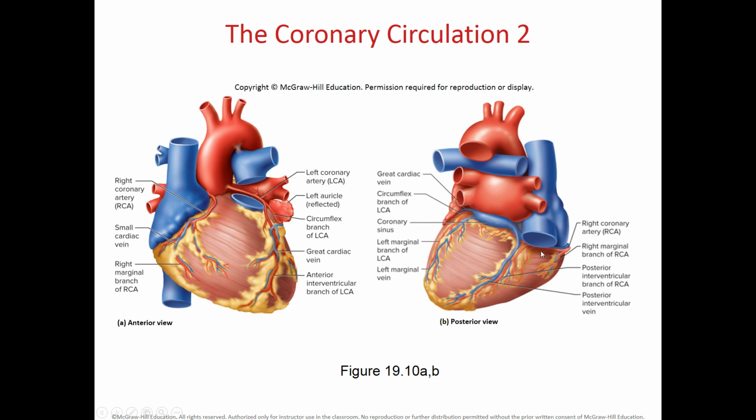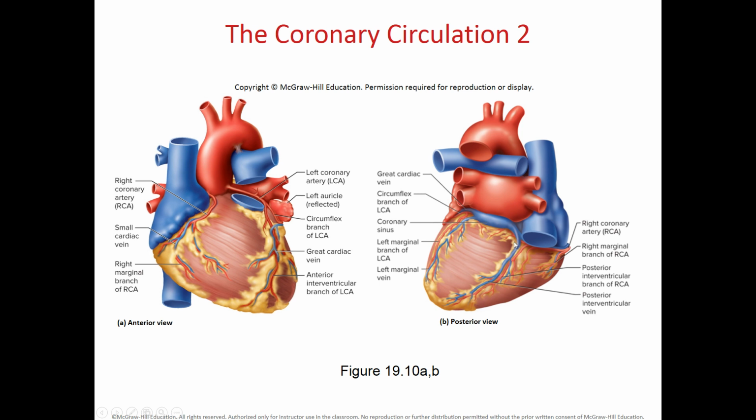And this right coronary artery will continue with the same name into the posterior heart, into the posterior side of the heart, and then it will give this inferior branch that we will be calling posterior interventricular branch. And then you provide the blood supply into the different segments of the heart, and then the heart will return the blood into these different veins.